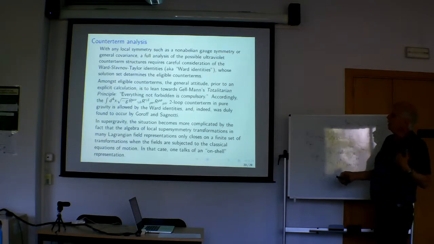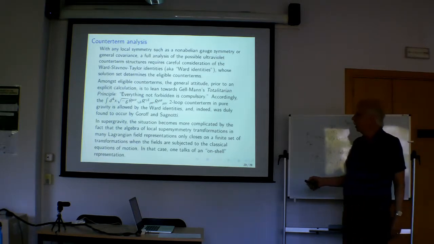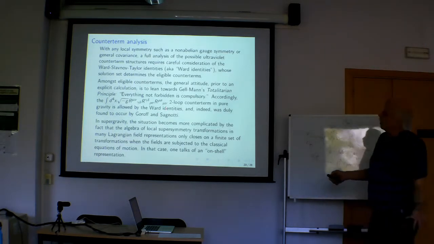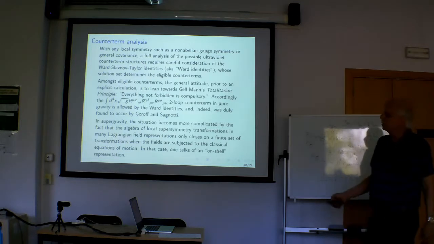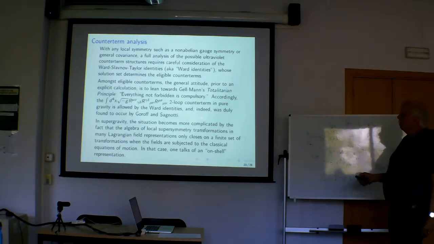So, indeed, at two loops, the curvature cubed counterterm that's allowed by the Ward identities, we call them Ward identities for short, reminding people of Slavnov and Taylor, was indeed found by Goroff and Sagnotti with this curious coefficient, 1 over epsilon in dimensional regularization.